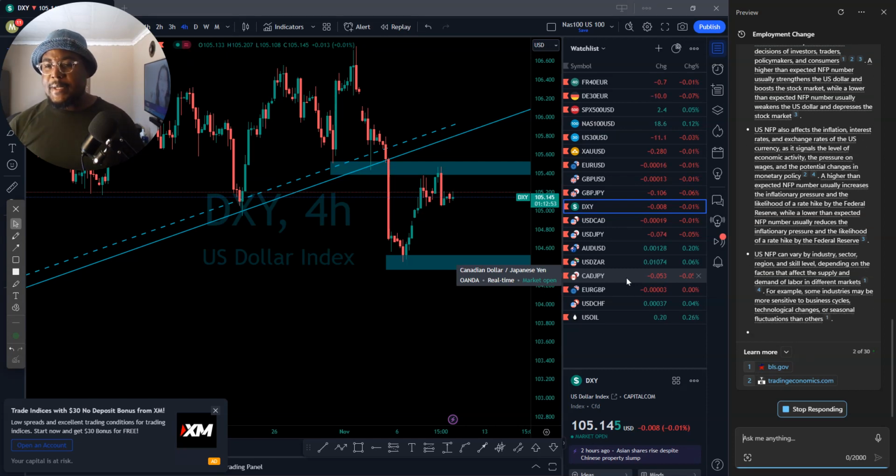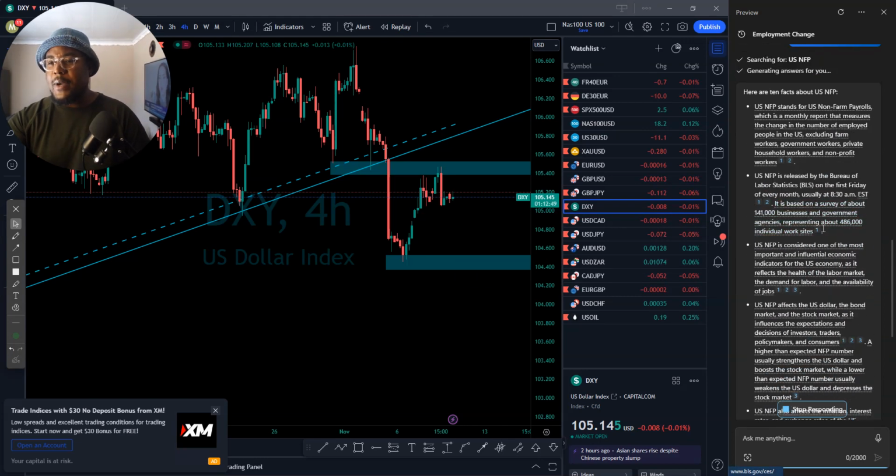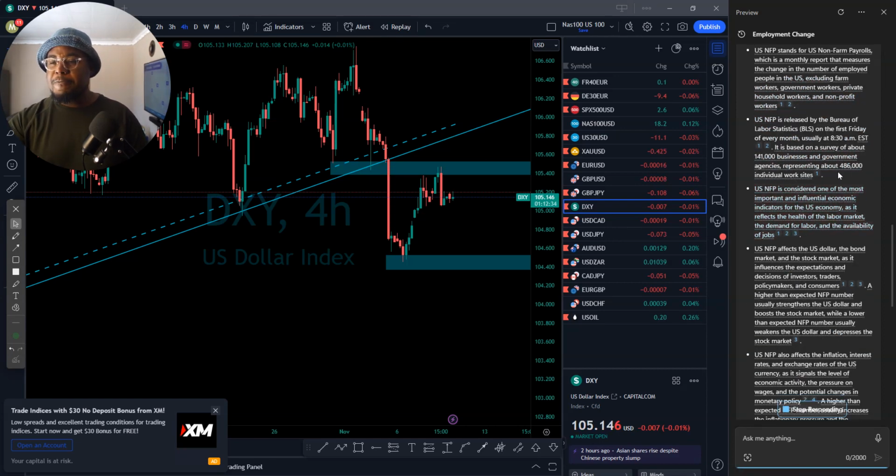Let's see. They say NFP, 5 points or 5 facts actually. They say US NFP stands for non-farm payroll, which is a monthly report that measures the change in the number of employed people in the US, excluding farm workers and so on.